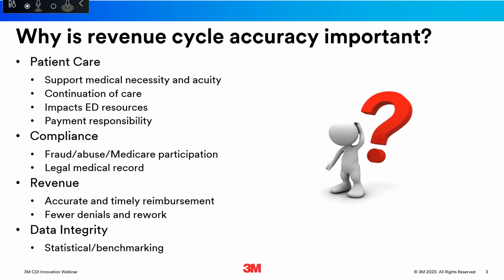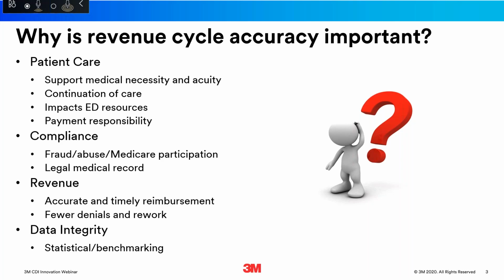Continuation of care, especially in the emergency department, is important. It's a place where a lot of people will come and then get transferred to either another facility for an inpatient stay, or up to the floor in our facility where our ED is located, or they follow up. If they're discharged home, they may follow up with a specialist. So that continuity of care is very important and basically starts with that ED note.